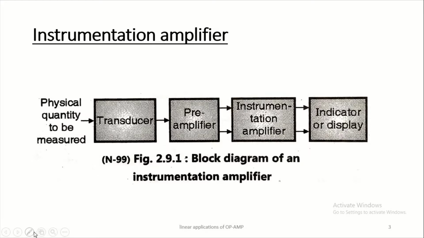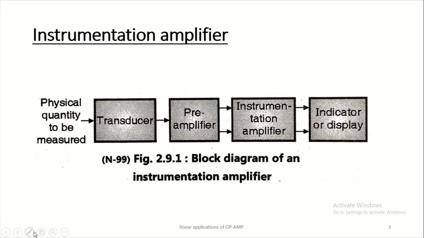Then the output of the transducer is given to the pre-amplifier stage. The output of the transducer is not at a level that can be applied directly to the instrumentation amplifier, so we have to use a pre-amplifier stage. The output is then applied to an amplifier called an instrumentation amplifier. An instrumentation amplifier amplifies the low level output signal of the transducer to a level that it can drive the indicator or display.